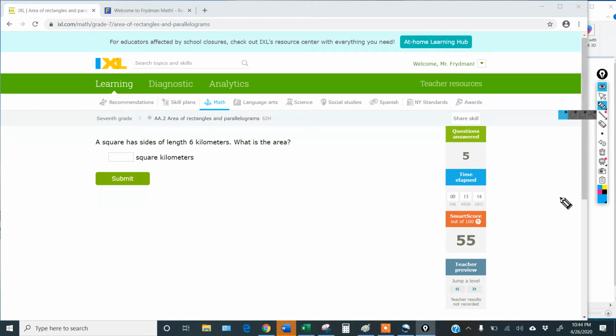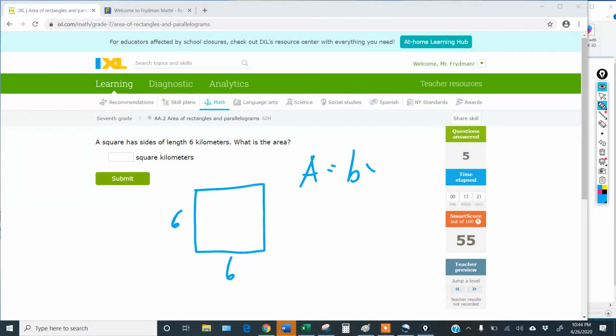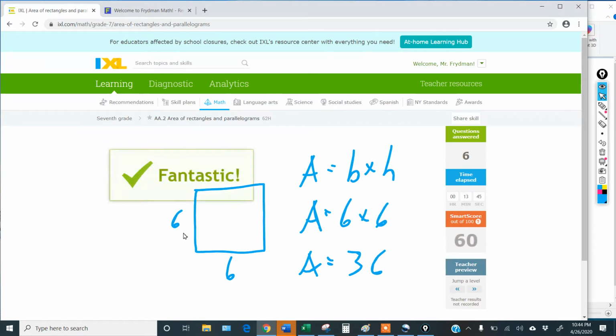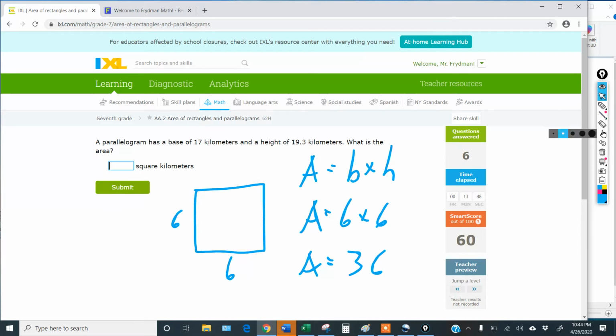If we draw the diagram, then again, it would be 6 here, a 6 here, and the area is equal to the base times the height, which is just 6 times 6, which is 36, and that would be square kilometers, because kilometers times kilometers is square kilometers, even though I didn't write it. So they gave you that square kilometers there as the units anyway. Okay, next one.